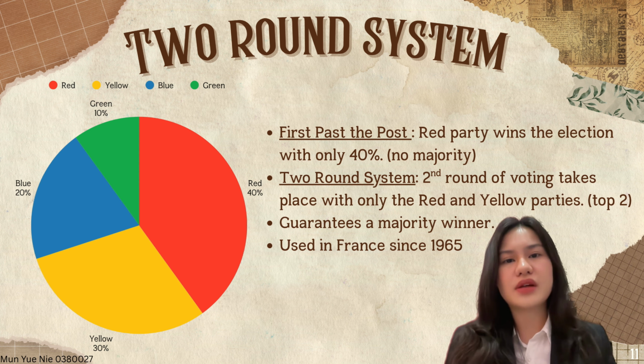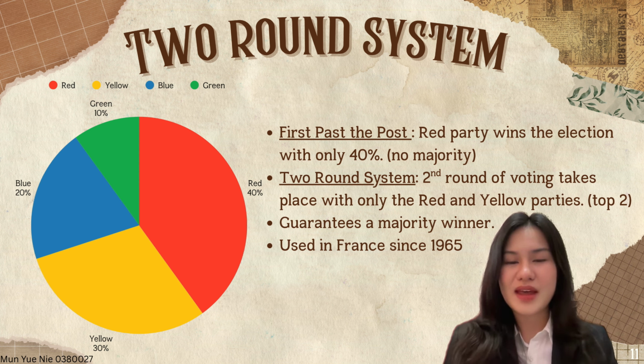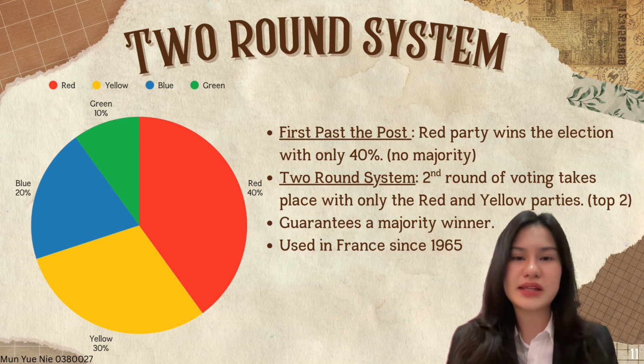This issue can be solved by adopting the two-round system, which makes it so that if no candidate in the initial count receives a majority vote, a second round of voting is initiated, often weeks later. In this second round, voters can only vote between the top two candidates from the first round, which are the red and yellow parties in this case.